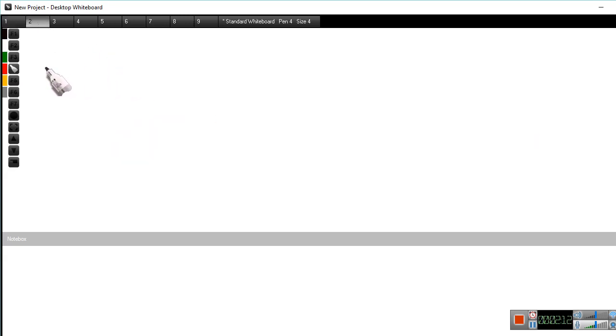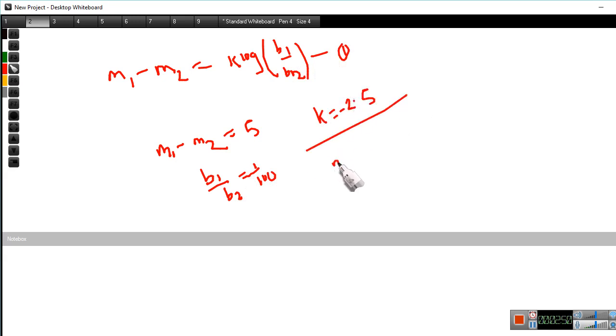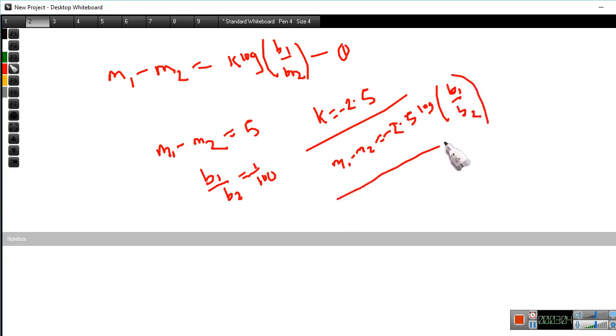From experiment it was found that if there are two stars, I can write the apparent magnitude as k log b1 by b2, where b is the brightness. Later the scientist Pogson found that if m1 minus m2 is 5, then b1 by b2 will be 1 by 100. If I replace this value in the equation, I'll find that k is minus 2.5. So our whole equation will be m1 minus m2 equals minus 2.5 log b1 by b2. This is the expression of the apparent magnitude.